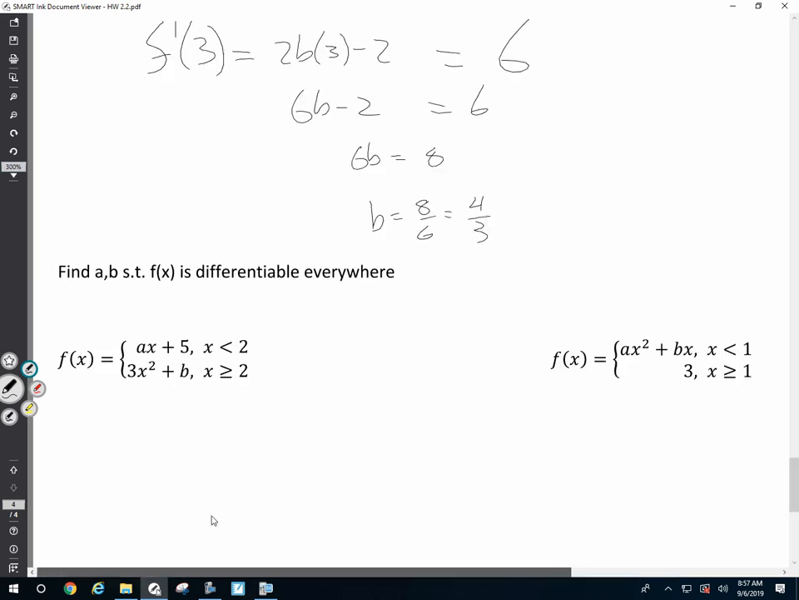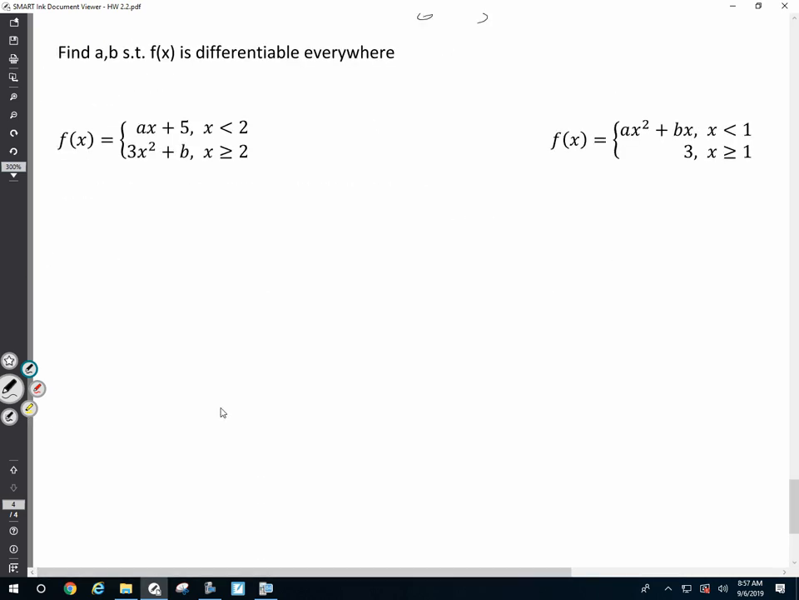Last two. Find a and b such that f of x is differentiable everywhere. We weren't able to get to this in class, but it is on the video. These are tricky. Now, we did talk about being differentiable. Differentiable means you are continuous, because you can't have a tangent slope where there's a discontinuity. And differentiable also means that you don't have a sharp point.